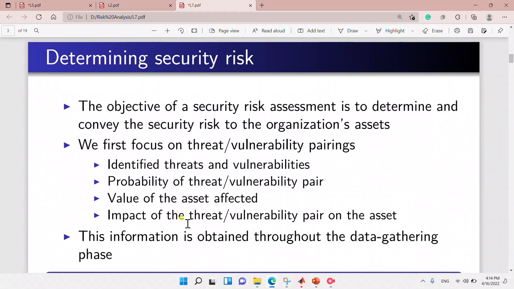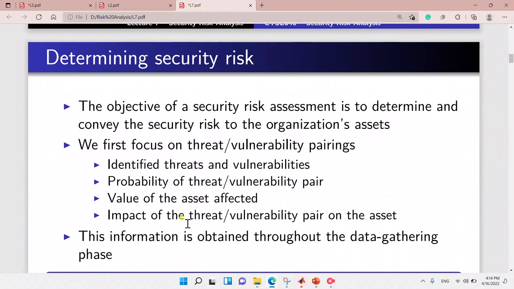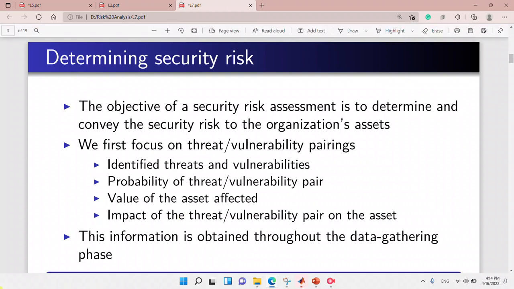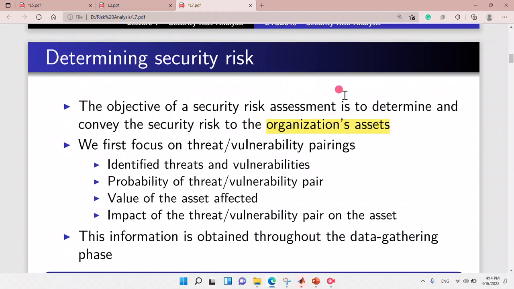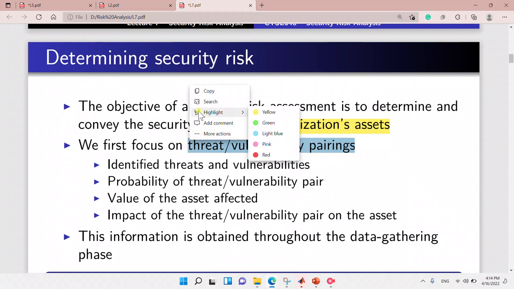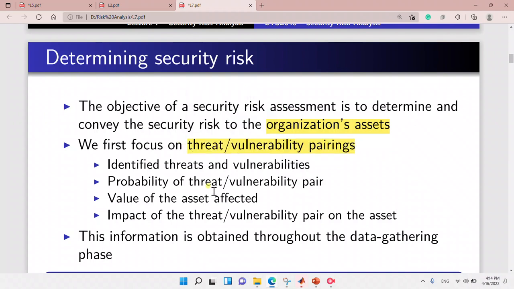كيف نعمل أول step? The objective of a security risk assessment is to determine and convey the security risk to the organization's assets. Okay, so it focuses on the organization's asset. And we first focus on threat vulnerability pairings. Okay, we have the threat vulnerability pairings.